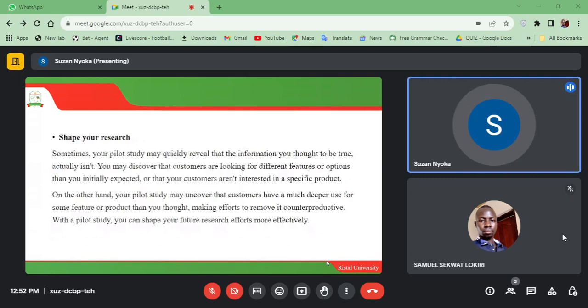It also helps to shape your research. Sometimes your pilot study may quickly reveal that the information you thought to be true actually isn't. You may discover that consumers are looking for different features or options than you initially expected, or that your consumers aren't interested in a specific product. So, on the other hand, it can help you to reconsider, think of other different ideas, and change your project according to what the consumers want.